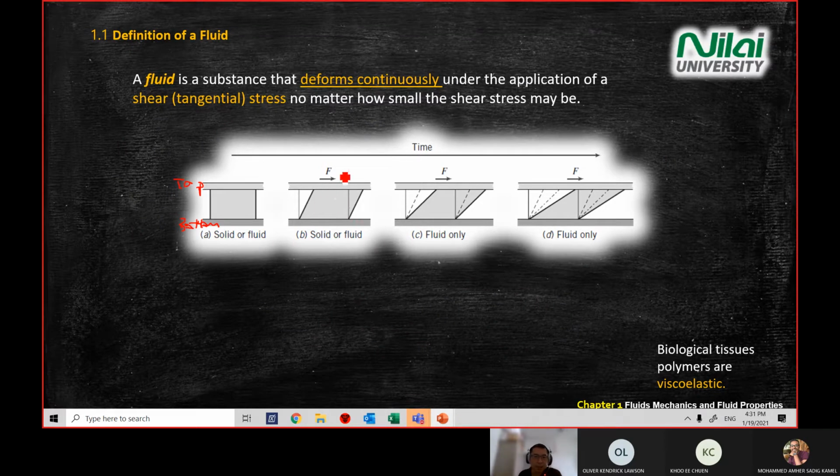However, if the force applied here does not go beyond the elastic region of our solid medium, it will not deform any further. And then when you let go of the force, your solid will come back to its original form.